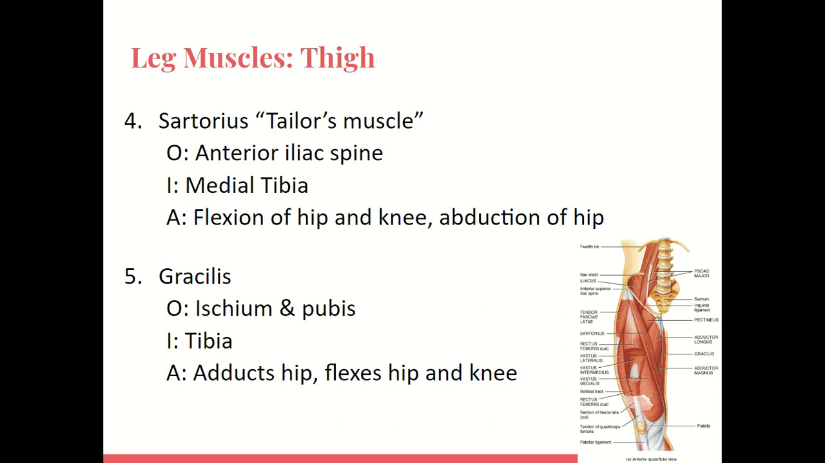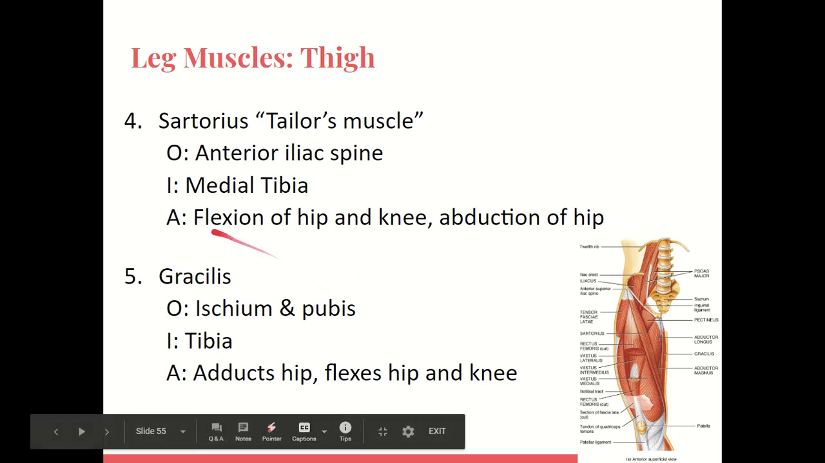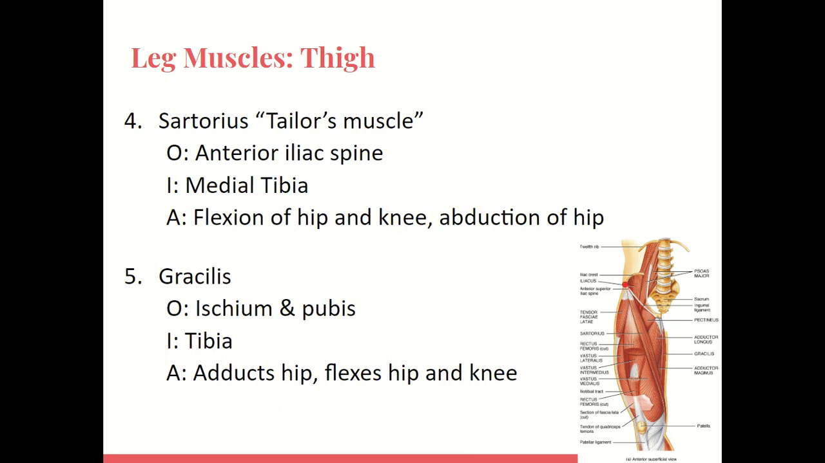It arises from the anterior iliac spine. So this is another muscle that's coming off of the hip bone. And right here, you can see it comes off just about the same spot as the tensor fascia latae.